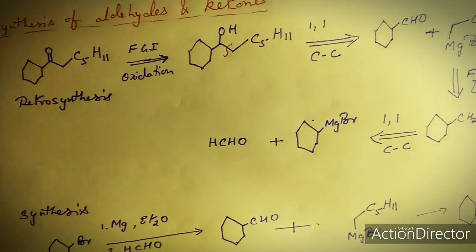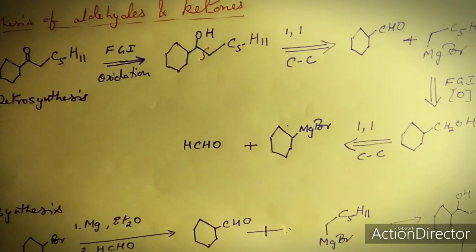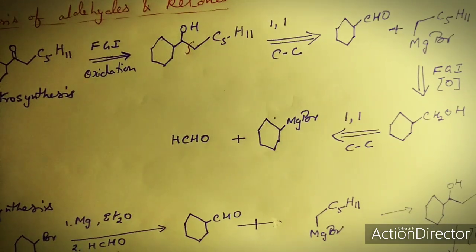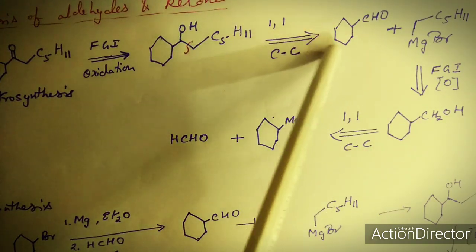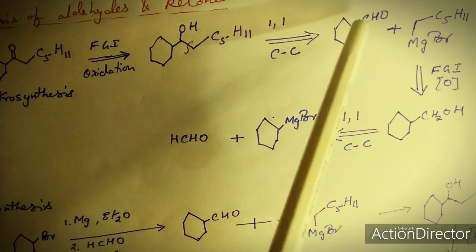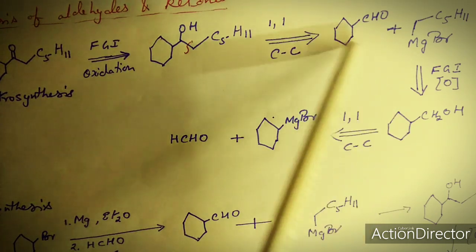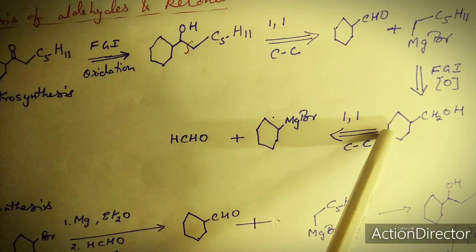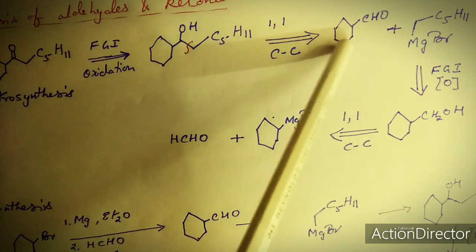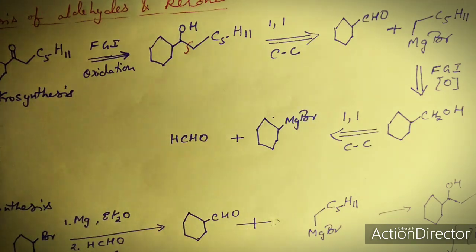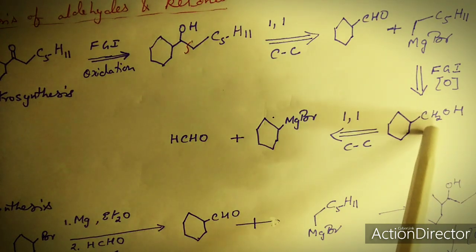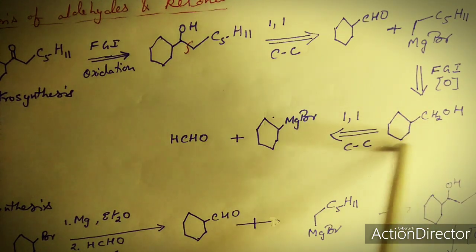Now, can this be further disconnected or simplified? Let's see. Yes, it seems it can. How? Because this is now CHO. Can we simplify it further? Again an FGI, because alcohol will give us an aldehyde. Primary alcohol on oxidation gives an aldehyde. So if it can be disconnected further, we write here after a functional group interconversion, primary alcohol.